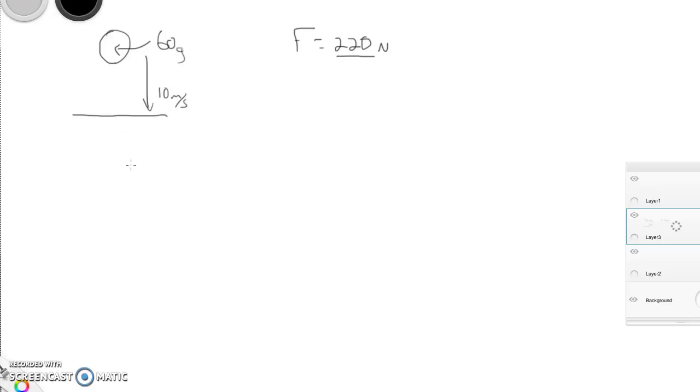All right, and so we're going to analyze this from a momentum perspective. Before it hits the ground, it's going to have some momentum. It's got its mass of 60 grams, which would be 0.06 kilograms, and it's got a velocity of 10 meters per second. We'll say that down is positive for this.